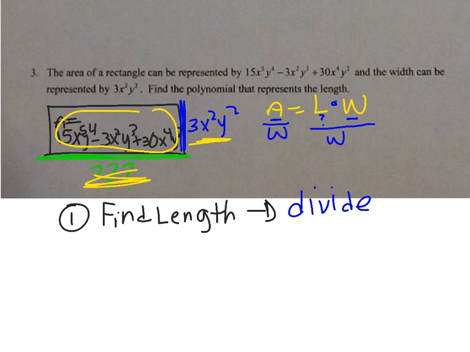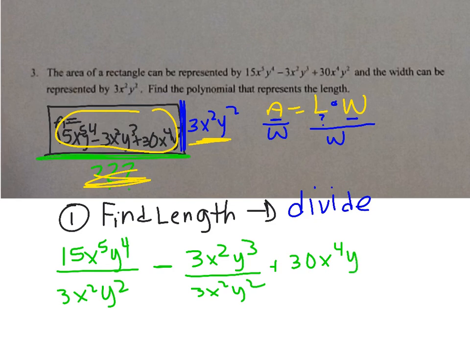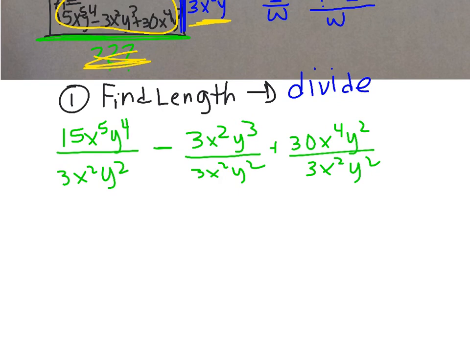So let's take the area, which is 15x to the 5th, y to the 4th, divided by 3x squared, y squared, minus 3x squared, y to the 3rd, divided by 3x squared, y squared, plus 30x to the 4th, y squared, divided by 3x squared, y squared. Okay, so hopefully you remember when we divide, same base, same x variables, you subtract the exponents.